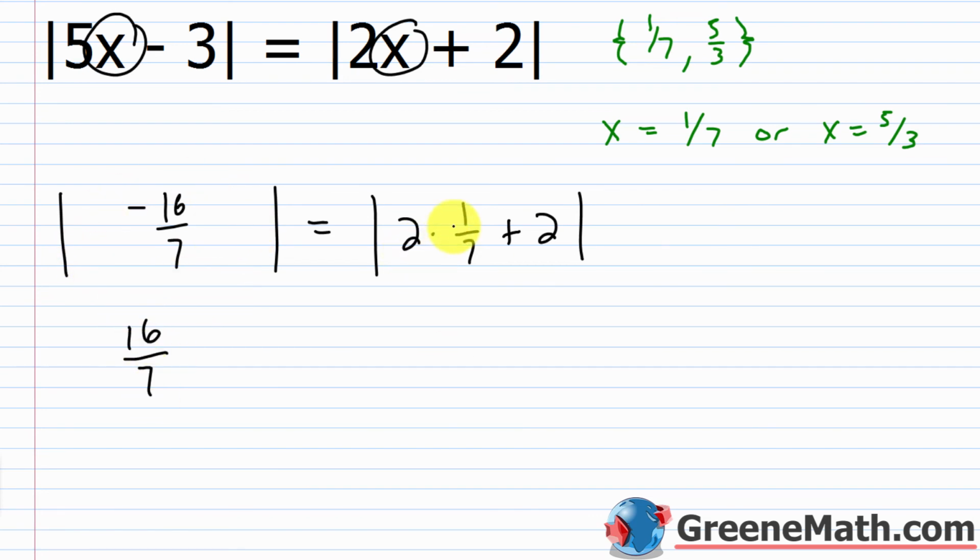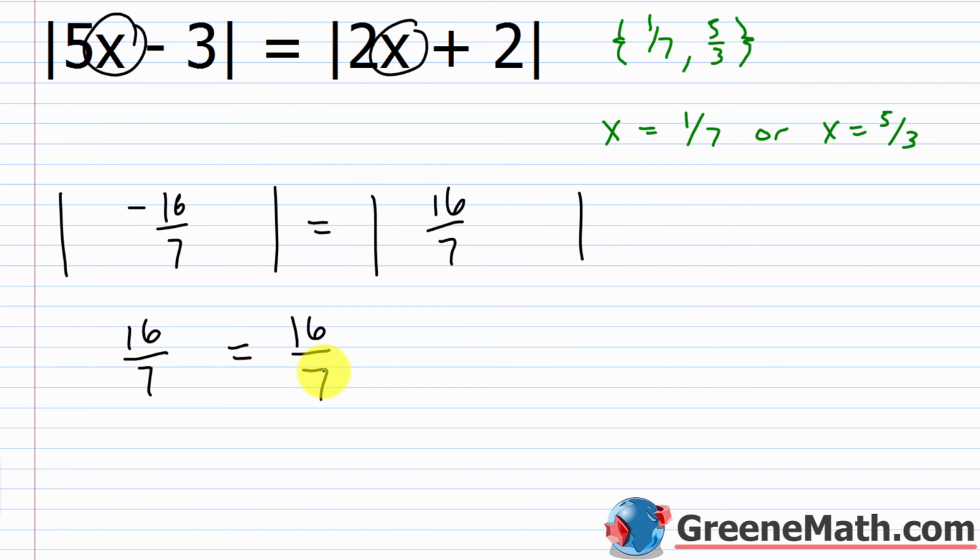And then over here, I have 2 times 1/7 plus 2. If I do 2 times 1/7, that's 2/7. That's easy enough. And again, I've got to get a common denominator going. So let's multiply 2 times 7 over 7. 2 times 7 would be 14. So this would be 14 over 7. 2 plus 14 would be 16. So this is 16/7. And of course, if I take the absolute value of that, that's just 16/7. So I get 16/7 equals 16/7.